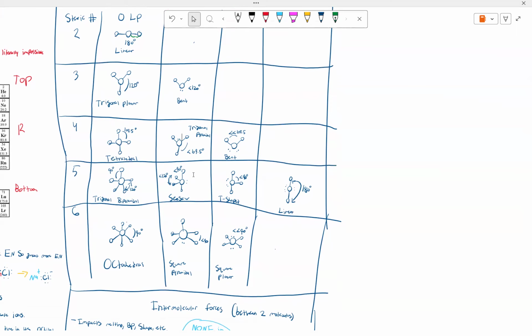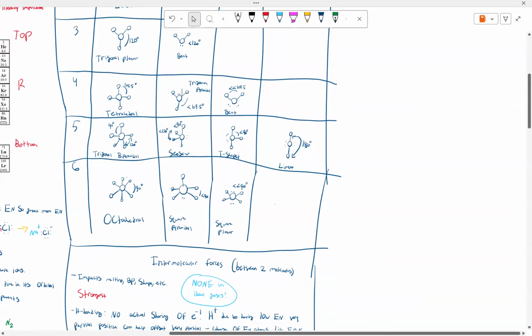Then you'll have a seesaw configuration, which is more or less the same thing, but one of the bonded atoms is replaced with a lone pair, and because of the higher repulsion, the angles will be less than 90 degrees and less than 120 degrees. T-shaped: the angles between the three bonded atoms will be less than 90 degrees for all three. Linear: not the same thing, but there are three lone pairs and two atoms attached, so it's going to be approximately 180 degrees.